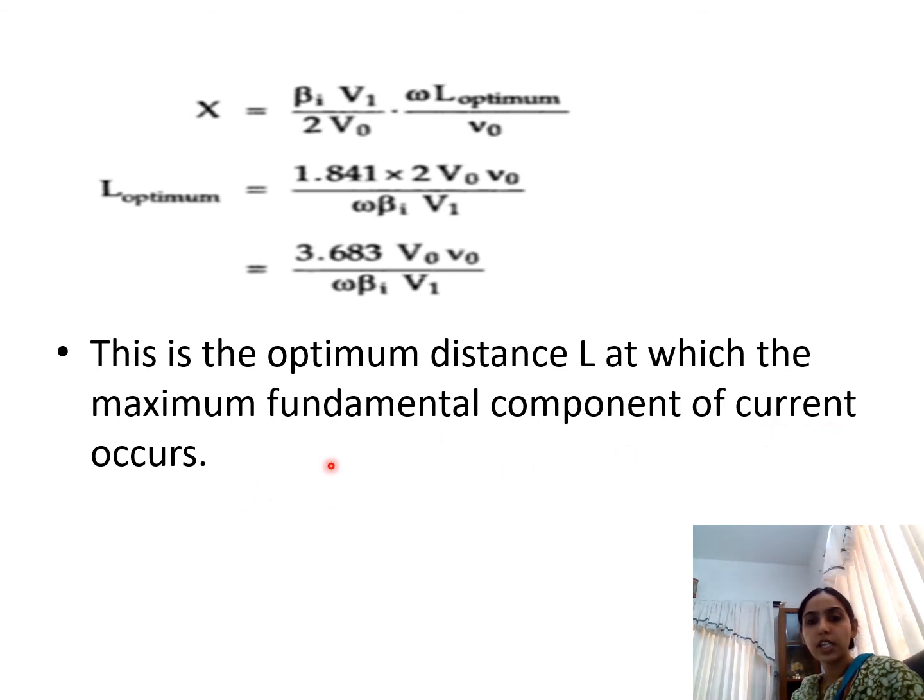So when asked to explain the optimum distance at which the maximum component of current occurs in the catcher cavity, we have to write about the bunching process, the current coming in the catcher cavity, and finally the expression for L optimum.